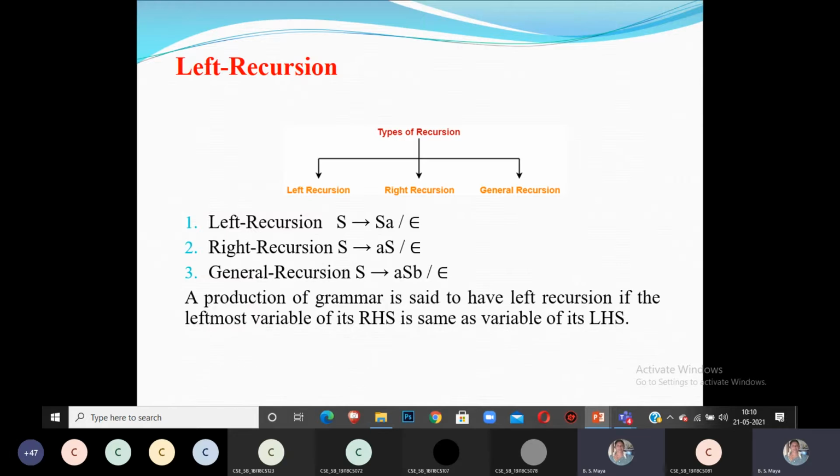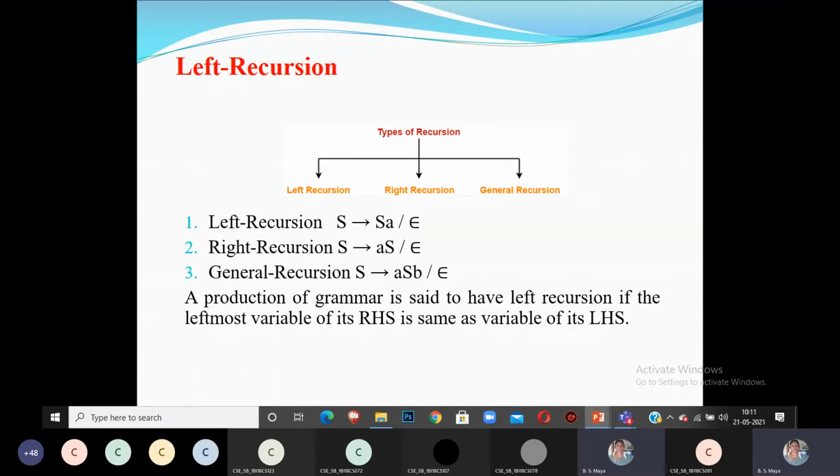We have to concentrate only on left recursion. A production of a grammar is said to have left recursion if the leftmost variable of its RHS is the same as the variable of its LHS. Is the definition clear? The definition is also given. If the leftmost variable of the RHS is the same as its LHS, then it is called left recursion.